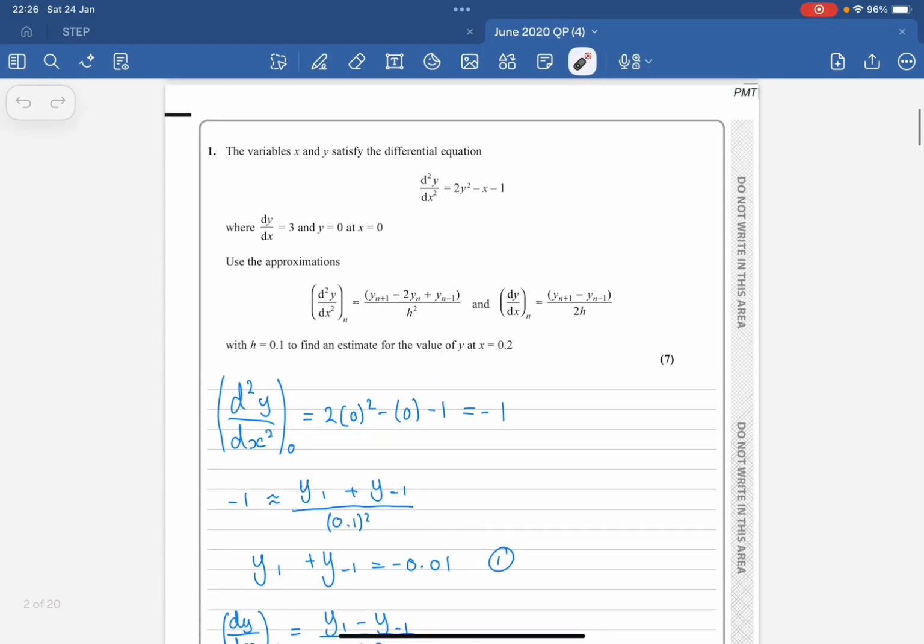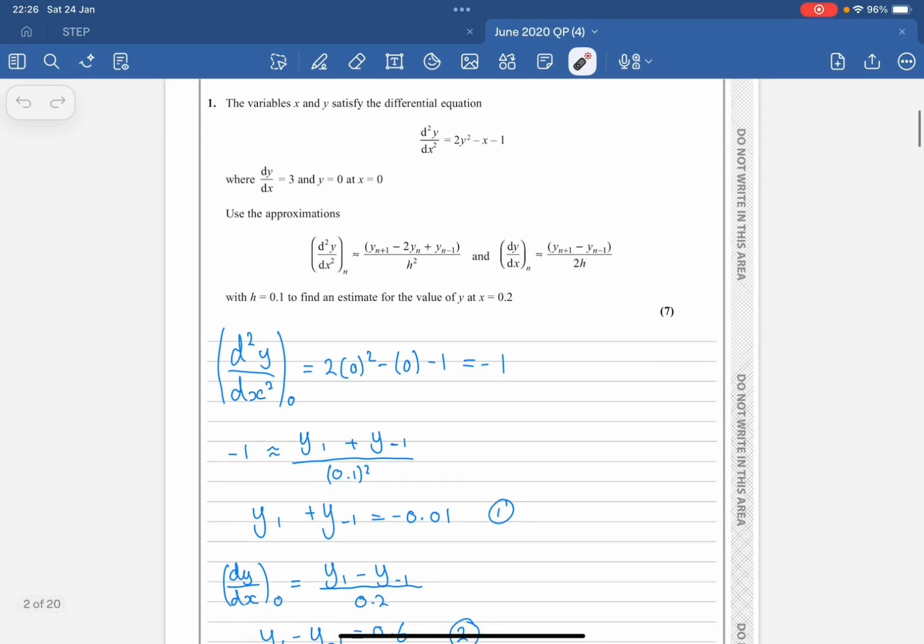So, question 1 gives us a second order differential equation and some boundary conditions, and also tells us we need to use these approximations, so the second order approximation and the midpoint formula, to work out basically y2. And I know it's going to be y2 because it says x0 equals 0, and we want x2 using h as 0.1, so therefore it's going to be the second iteration of y.